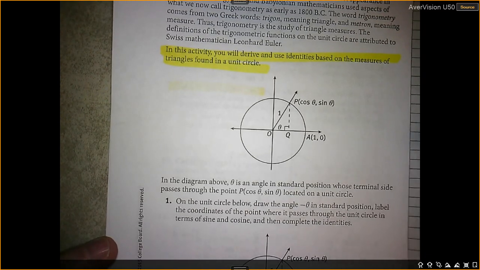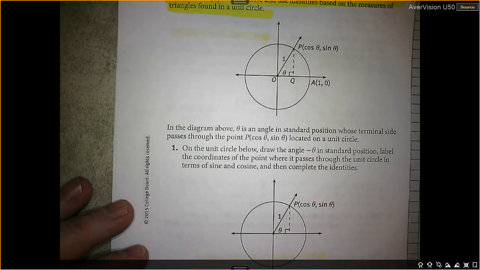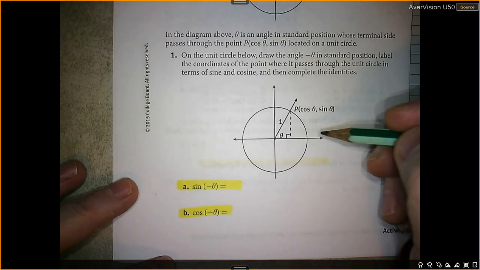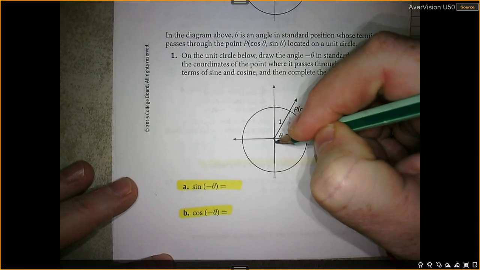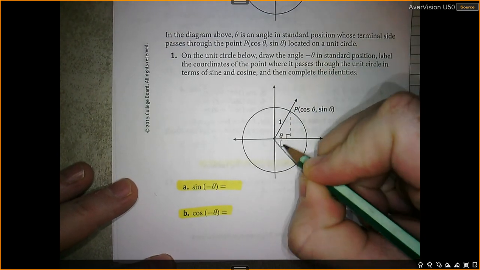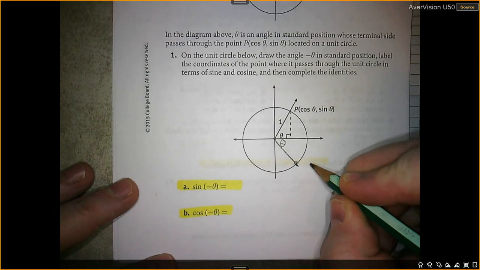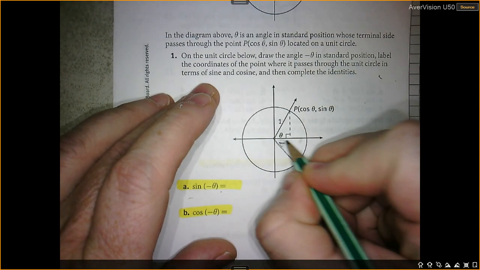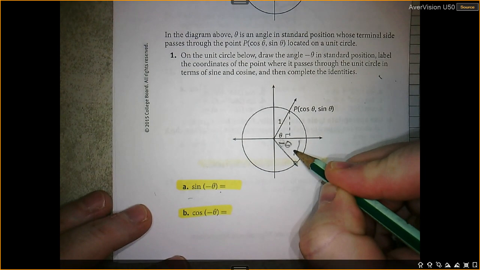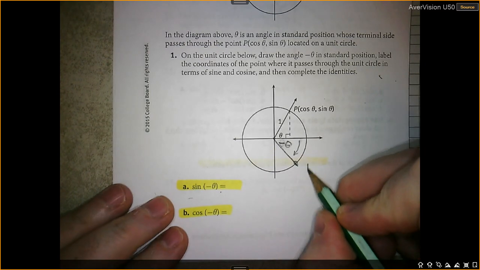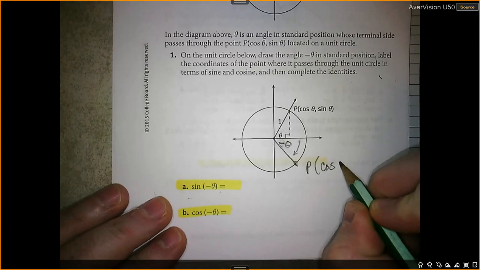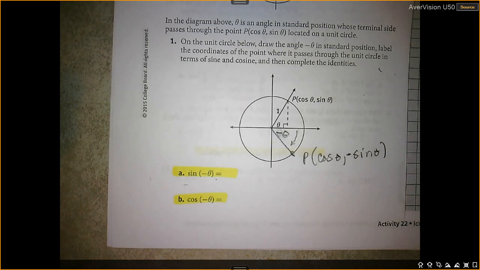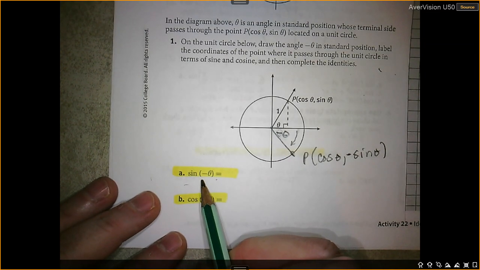And then what it wants us to do is to draw another angle. It says on the unit circle, draw negative theta. Well, we know negative theta just means it goes clockwise. So negative theta would be the same angle measure down here. So this would be negative theta, because we're going this direction, right? Okay, so point P now would be what? Cosine theta, comma, negative sine theta, which you guys all know, like x, y, right? Then it says find sine of negative theta.